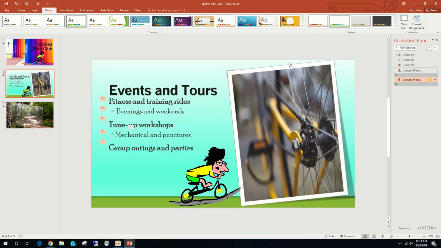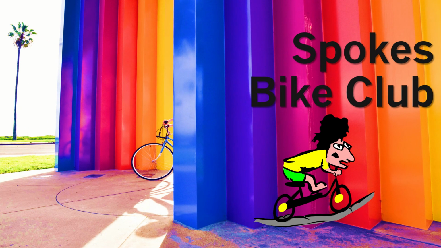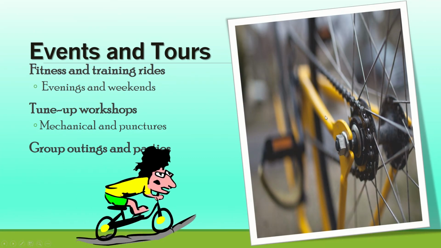Let's run our slideshow from the beginning. So we can choose Slide Show, and we could say From Beginning. Before I do that, I am going to click save again. Let's run it from the beginning. Our slide comes in. Slide 2. The bike comes in.